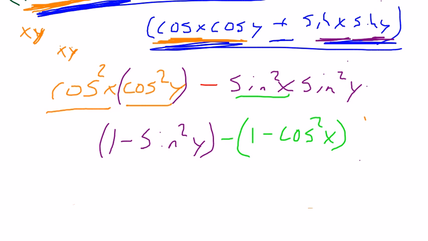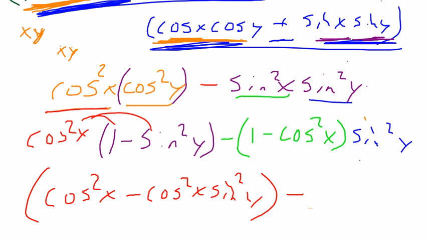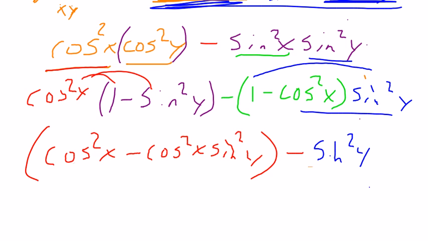Okay, and I still have this sine squared y, and I still have this cosine squared x. So I need to rainbow, which would be cosine squared x minus cosine squared x sine squared y, minus, I'm going to rainbow the second part, sine squared y. And then what do these two become?